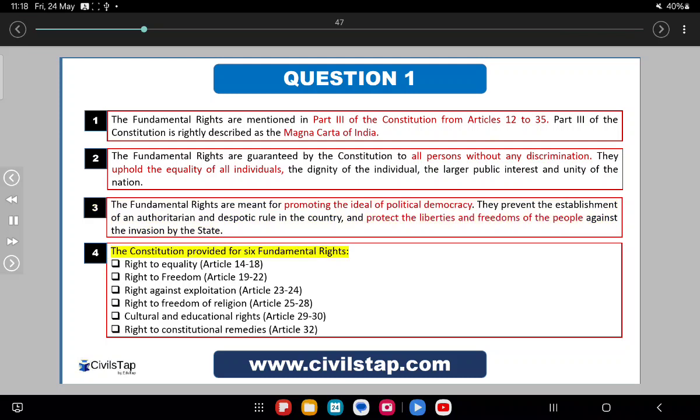3. The Constitution provided for 6 fundamental rights. Right to equality, Article 14 to 18. Right to freedom, Article 19 to 22. Right against exploitation, Article 23 to 24. Right to freedom of religion, Article 25 to 28. Cultural and educational rights, Article 29 to 30. Right to constitutional remedies, Article 32.